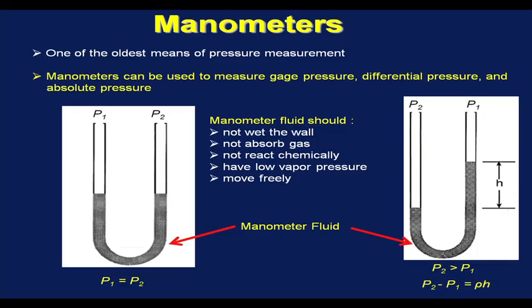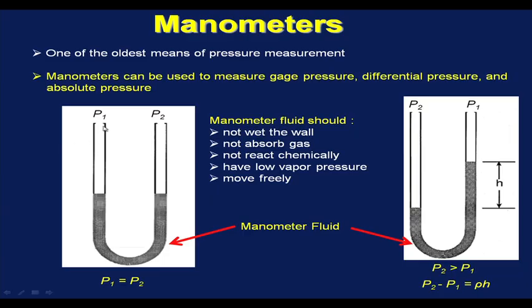So, let us start with manometers. Manometer is one of the oldest means of pressure measurement. You are all familiar with at least the U-tube manometer, which is shown here. It is a U-tube, ordinarily made of glass, and inside the tube we have a fluid known as manometer fluid. Frequently mercury and water are used.